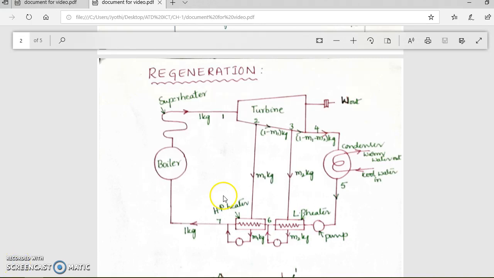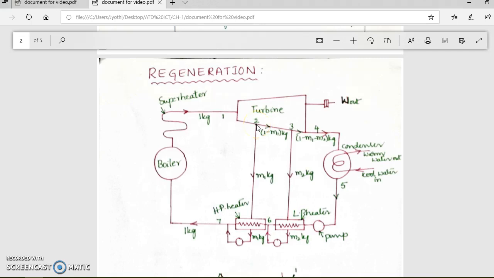Here we can see the regeneration cycle layout, where the steam coming from the boiler will enter the superheater, and again from the superheater the steam will enter the turbine, where the shaft work will be produced. In the turbine, during the expansion, at point 2 and point 3, at two places we are leaking the steam. That is called bleeding of steam.